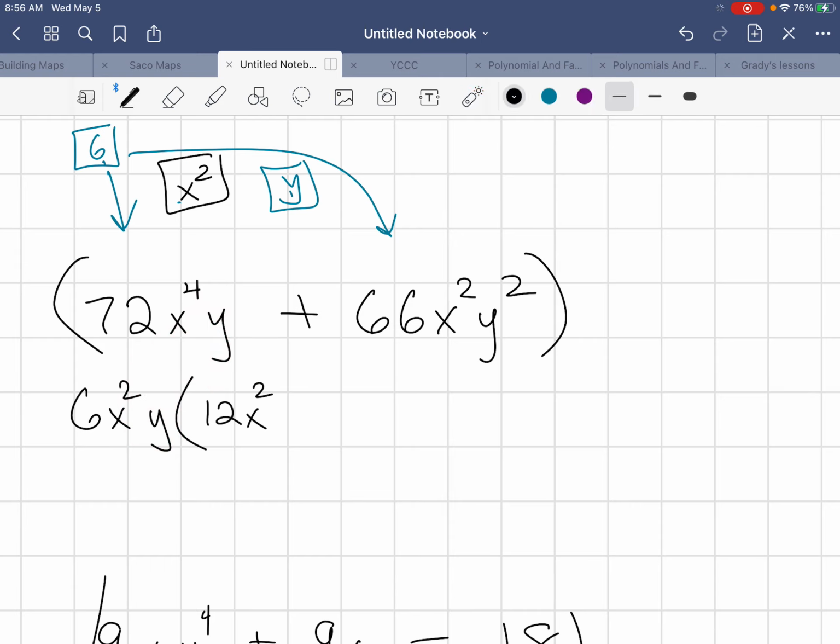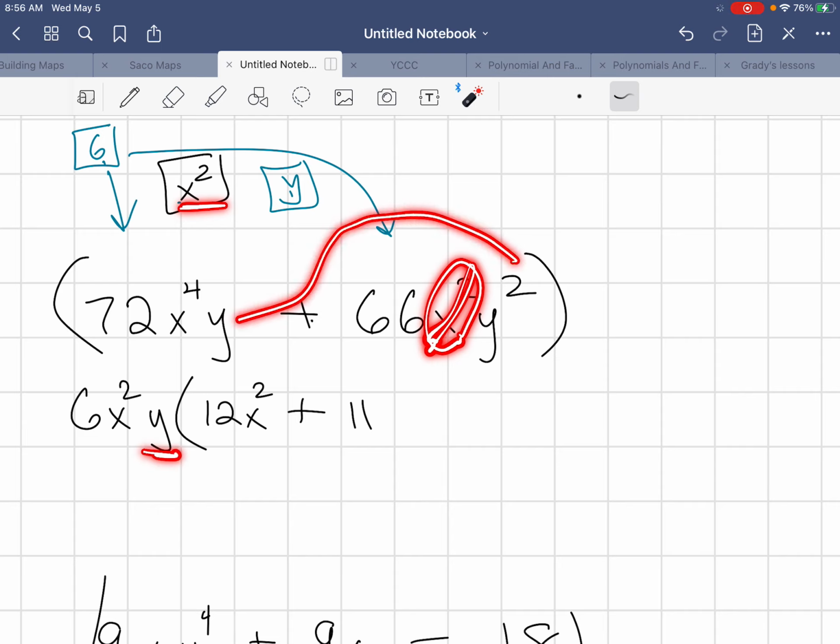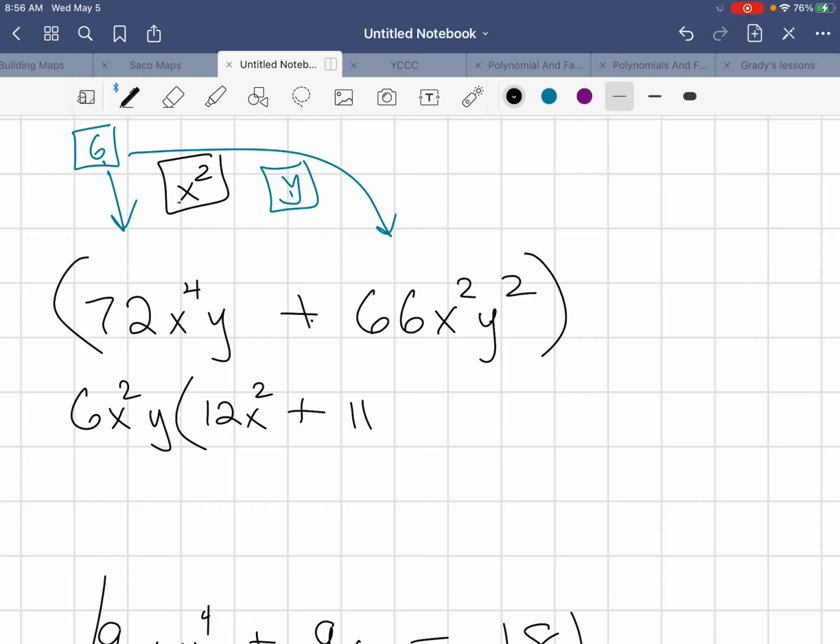I didn't factor out a negative, so this positive is going to stay positive. 6 goes into 66 11 times. Both of the x's are gone, so that's not even going to show up anymore. And I've taken one of those 2 x's out. So if I took one out, I have 1 left. And there's my answer.